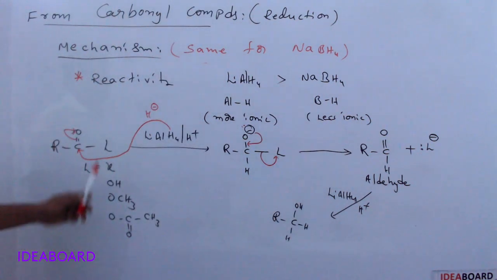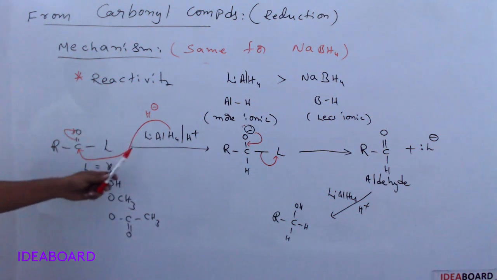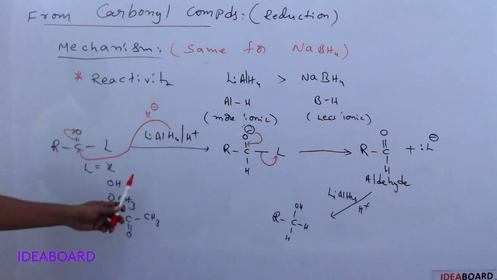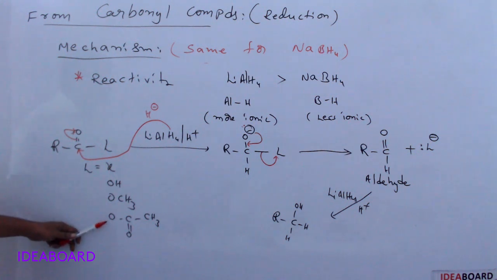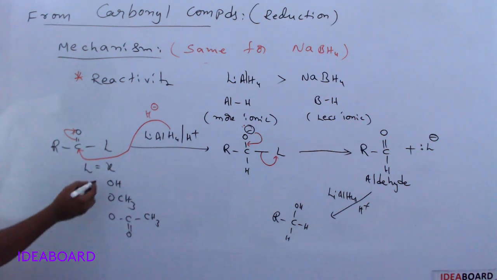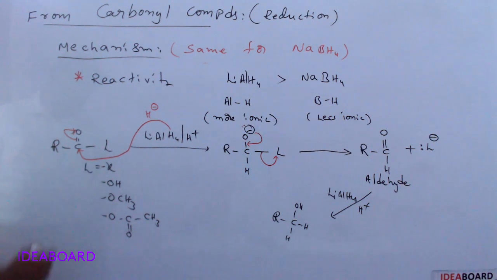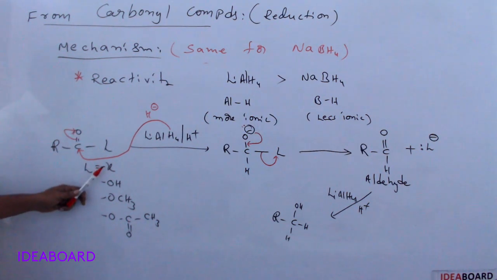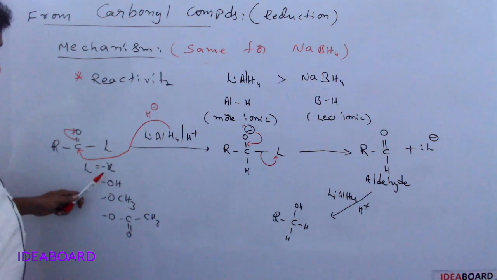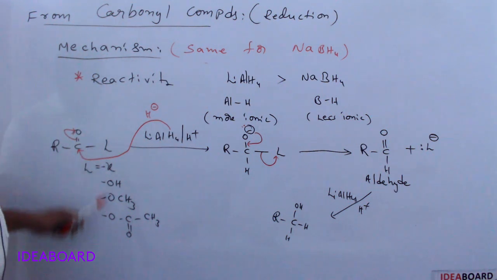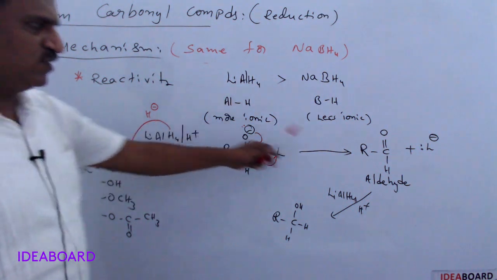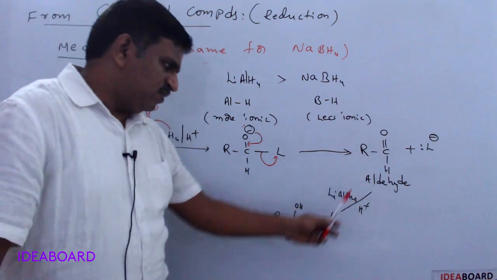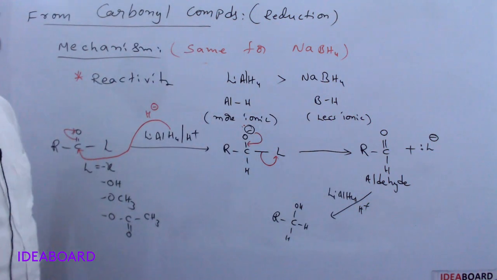So when lithium aluminum hydride or a reduction reagent reacts with acid halides, carboxylic acids, esters, or anhydrides, where X may be chlorine, bromine, or iodine, or with an OH group, these carboxylic acid derivatives first produce aldehydes. Those aldehydes are further converted to alcohols.